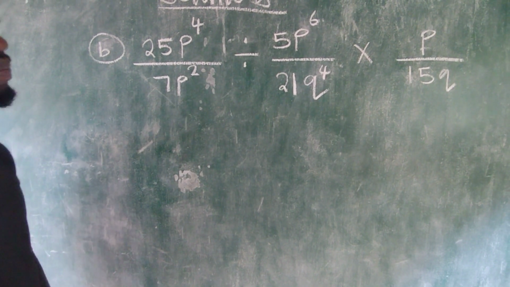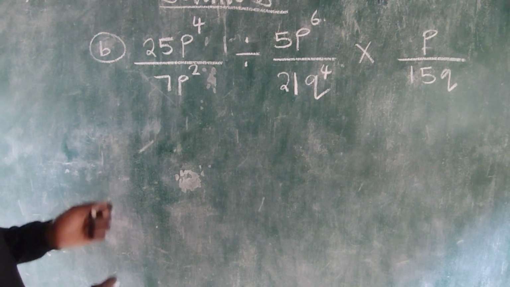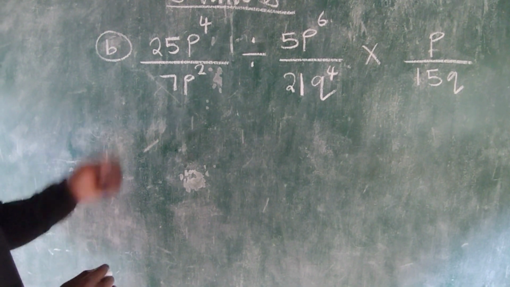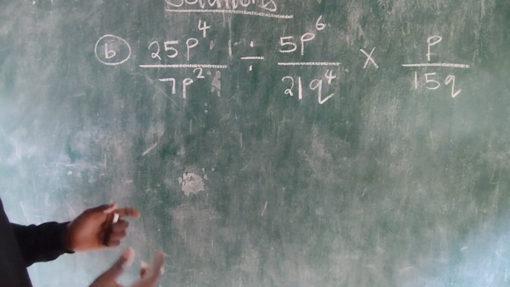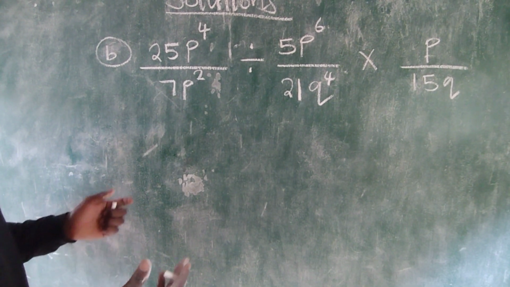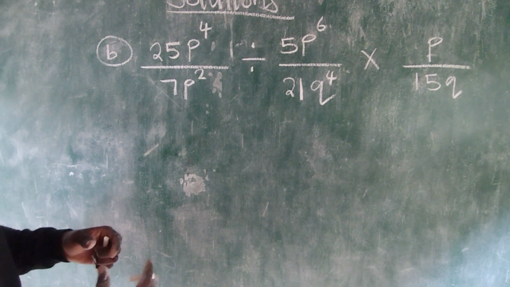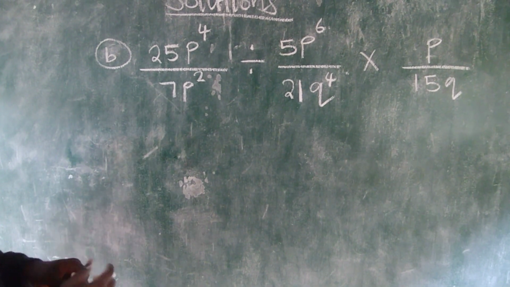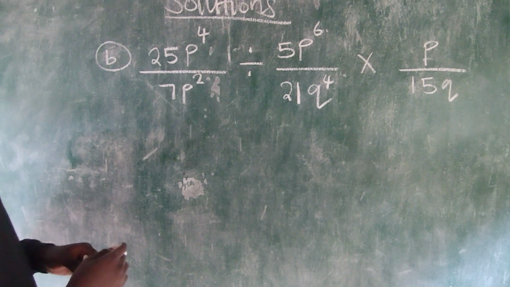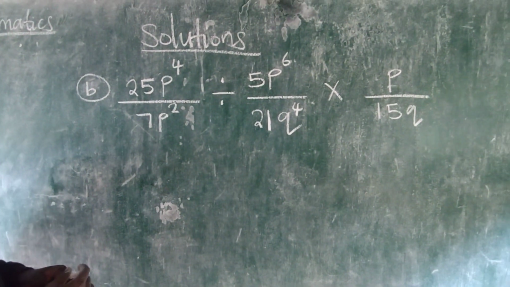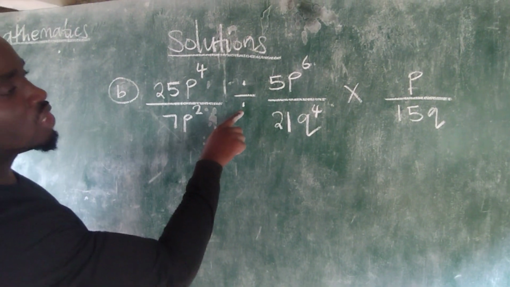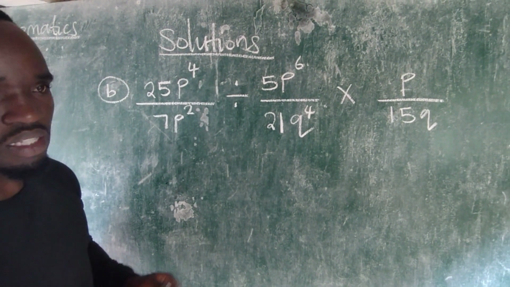Okay, so we have now come to our question B. This is our question B. This question is very simple, even though it looks very complex and complicated. It's very simple to work out. So what you do first is observe the signs that you are given. In this case, we have division and multiplication. That is the first step.